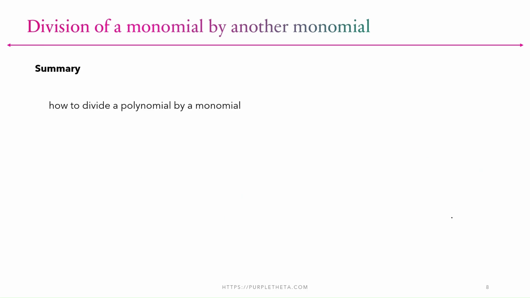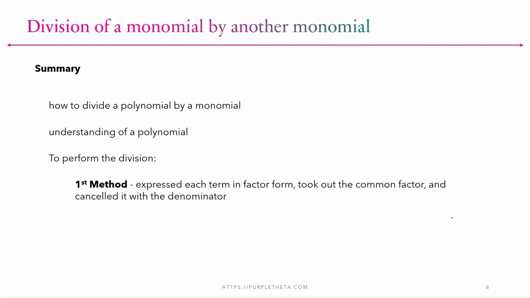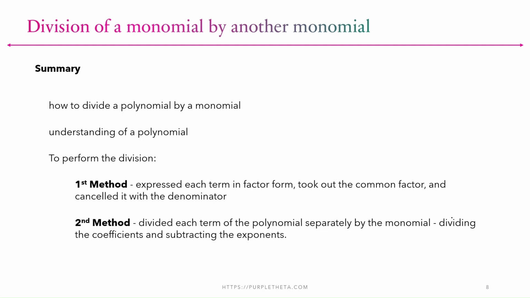In this video, we learned how to divide a polynomial by a monomial. We began by understanding what a polynomial is and looked at a few examples, right? Then we solved the division using two different methods. In the first method, we expressed each term in factor form, took out the common factor and cancelled it with the denominator, right? And in the second method, we divided each term of the polynomial separately by the monomial, by dividing the coefficients and subtracting the exponents, right? And we have seen that both methods give the same final answer.